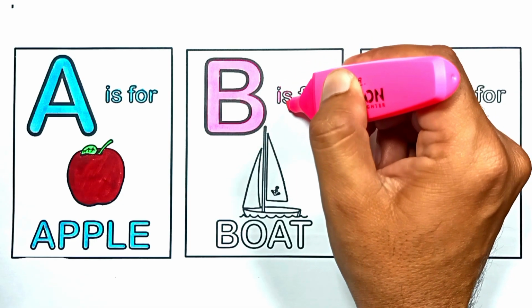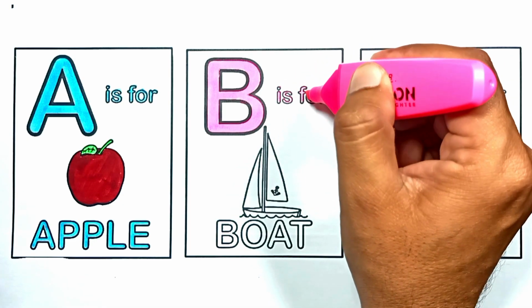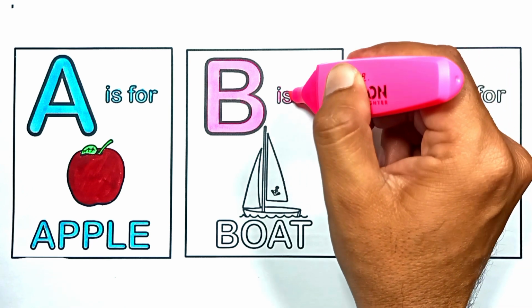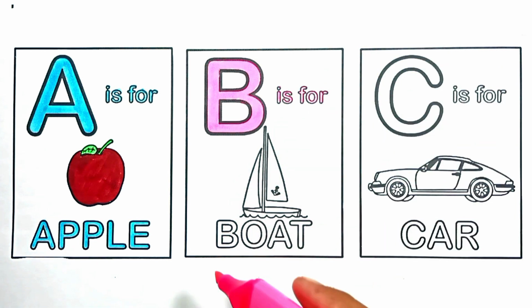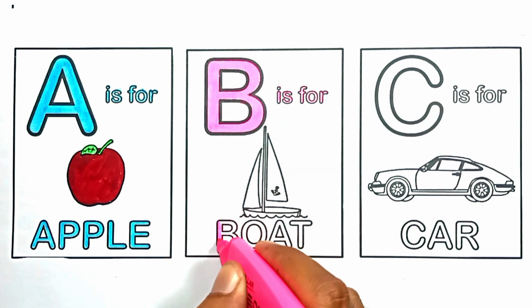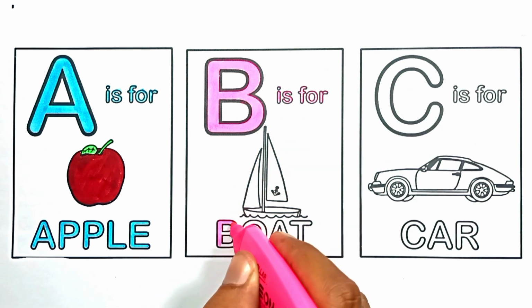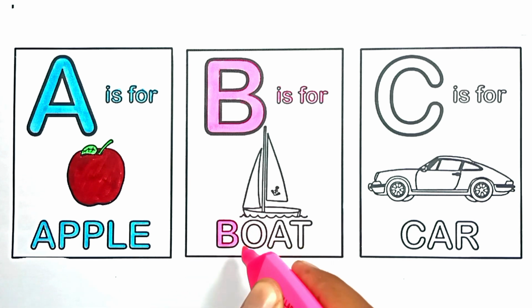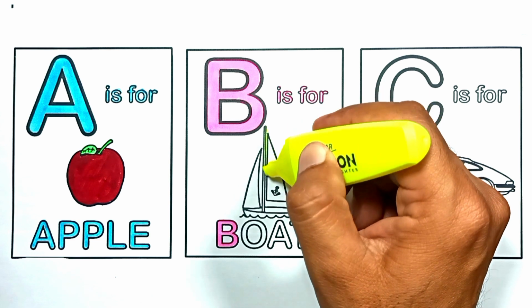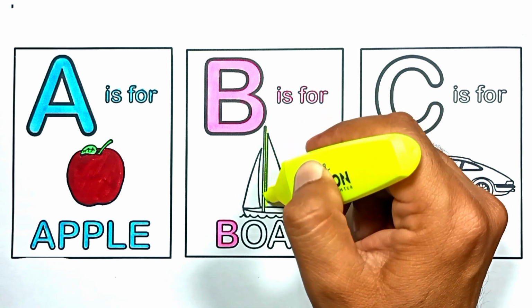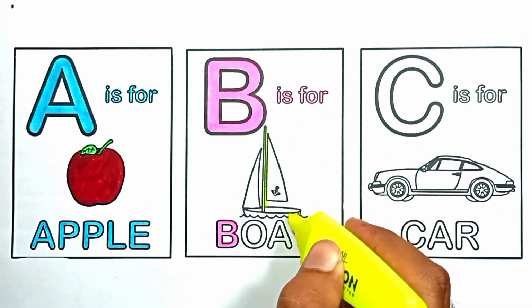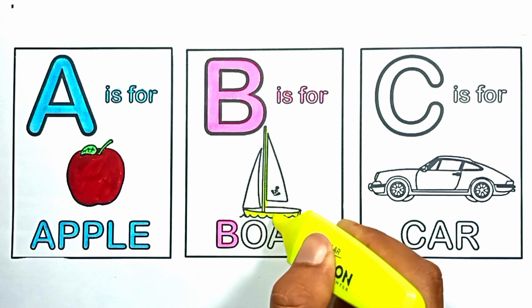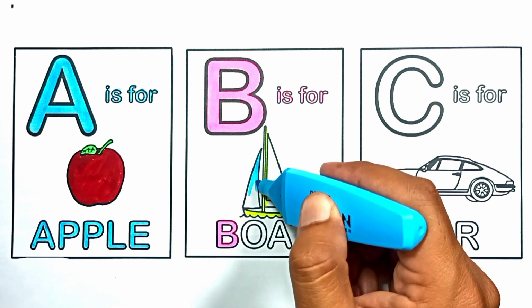B is for boat, B O A T, boat. Boat is in yellow color. We fill yellow color and sky blue color.